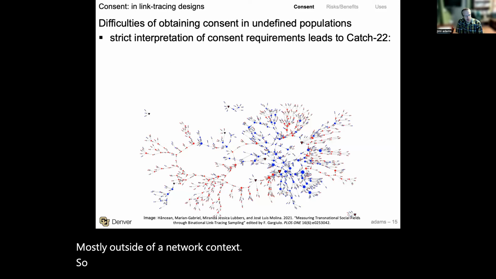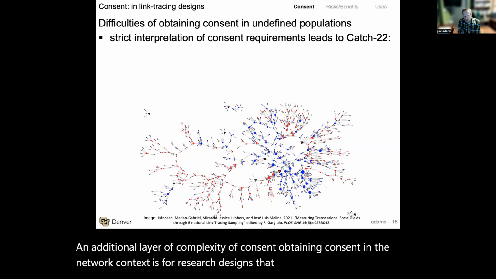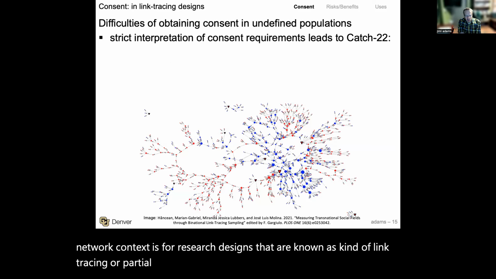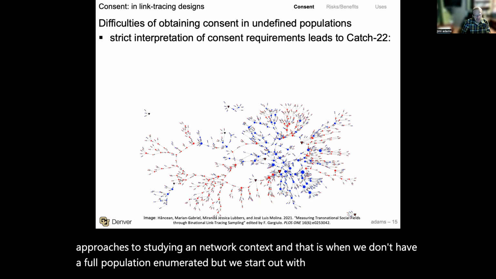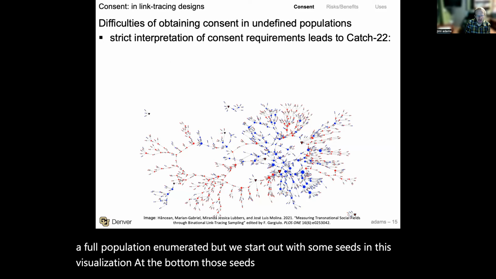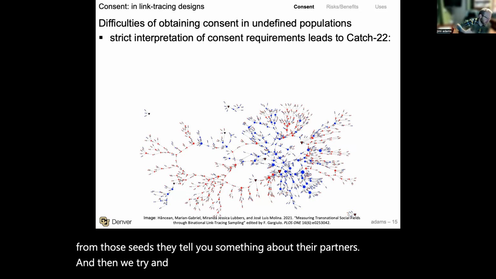So an additional layer of complexity of obtaining consent in a network context is for research designs that are known as link tracing or partial sampling, respondent-driven sampling types of approaches to studying a network context. And that is when we don't have a full population enumerated, but we start out with some seeds in this visualization at the bottom. Those seeds are labeled as triangles. And then from those seeds, they tell you something about their partners. And then we try and recruit from those partners as additional respondents in the study.